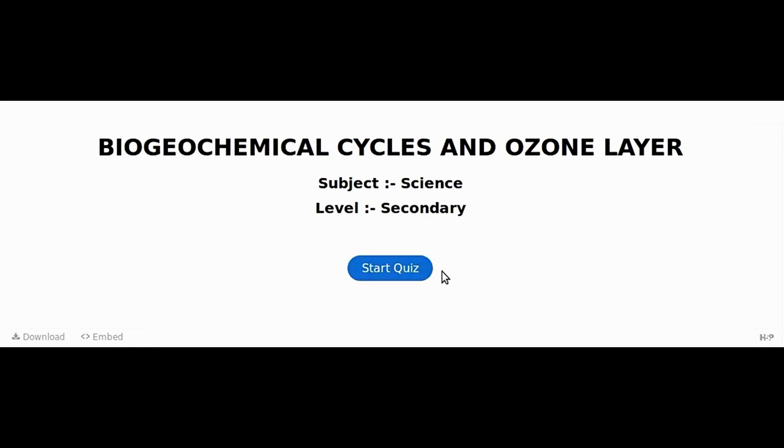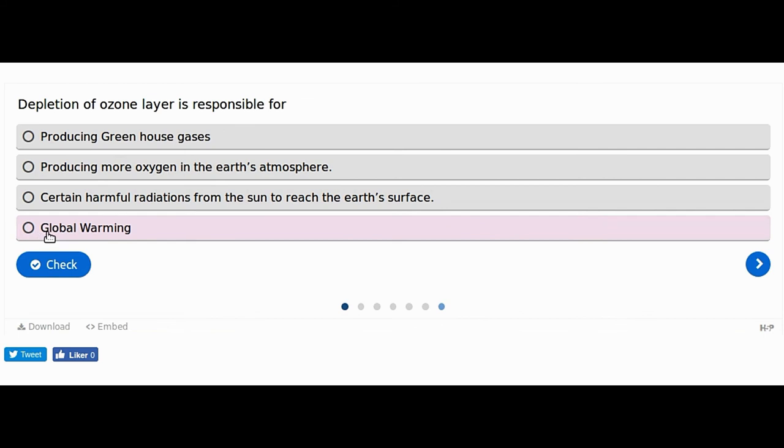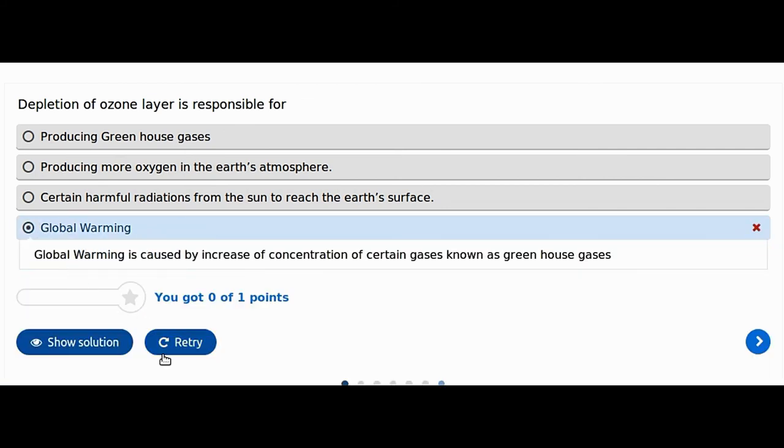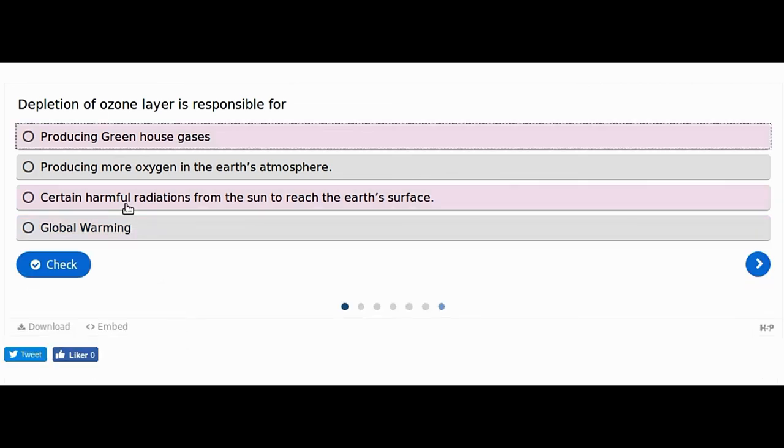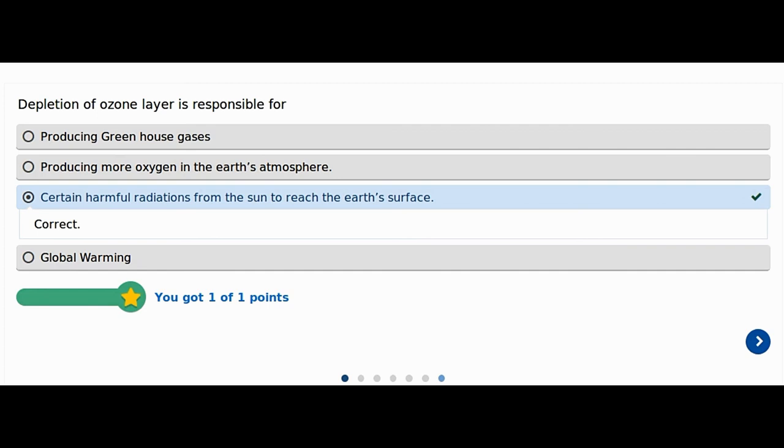Biogeochemical cycles and ozone layer. Revisit the concept again. Global warming is caused by increase of concentration of certain gases known as greenhouse gases. Correct. Depletion of ozone layer is responsible for certain harmful radiations from the sun to reach the Earth's surface.